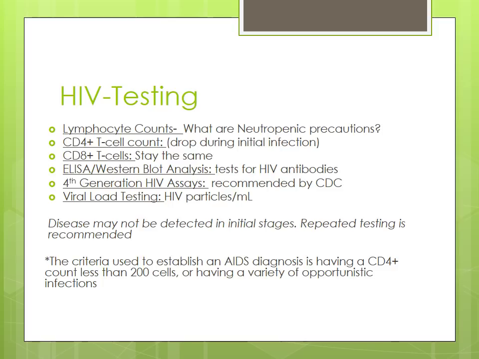So again, in most healthy adults, it's between 1,000 and 1,100. It drops, we'll see, during the initial infection, and then depending on the course of the medication. We can also measure the CD4 and CD8 T cells, and we look at the ratio between the two. So CD8 T cells stay the same, CD4s drop. So the normal ratio is 2 to 1. It's lower in patients with HIV.